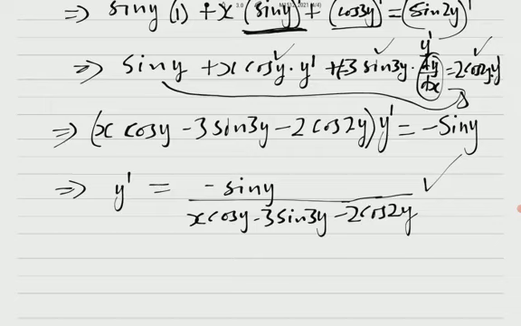Next, we came to implicit differentiation, where your function is not explicitly defined, where we are used to y which is equal to f of x. Then we are able to find the derivative of that type of function.